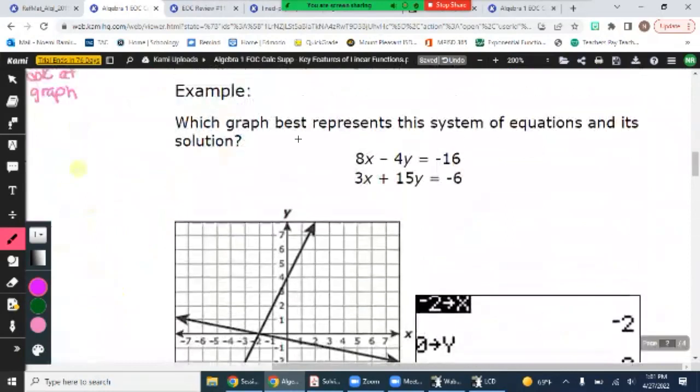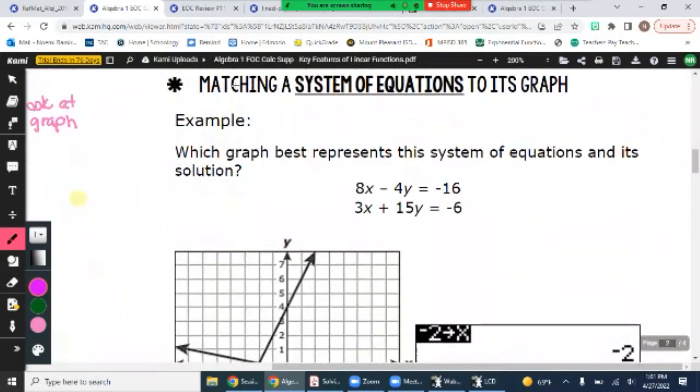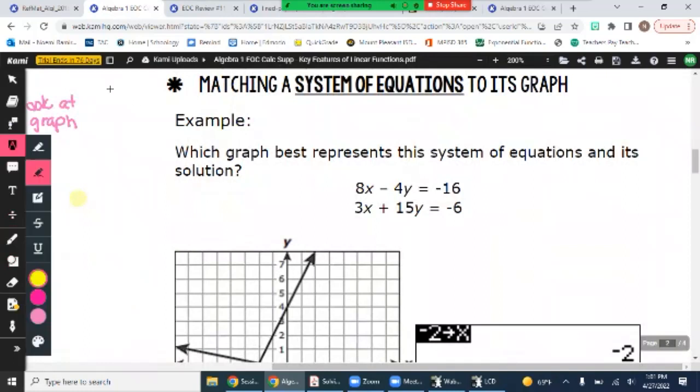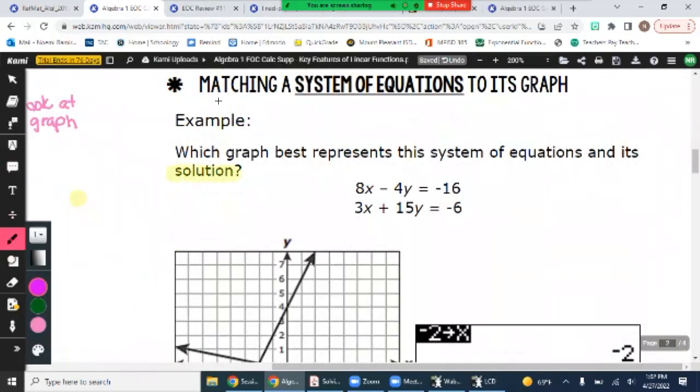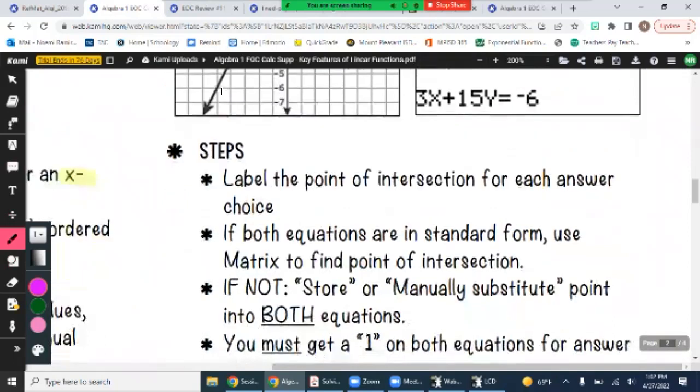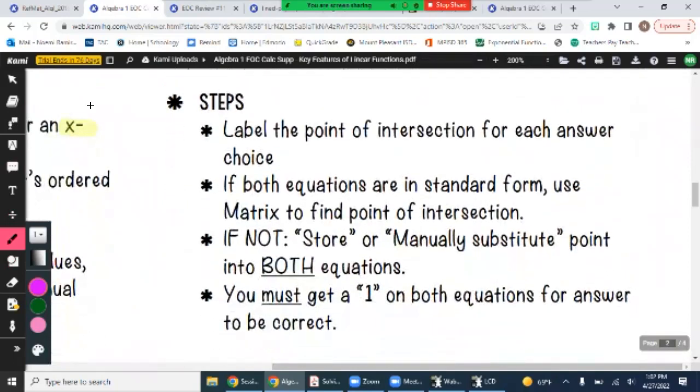Last one. Here we go. Which graph represents the system of equations and its solution? Is my solution going to be my shaded area here? No, because there isn't shading. There isn't shading because there isn't inequalities. This is an equal sign, okay? So you have to be looking for the point of intersection.